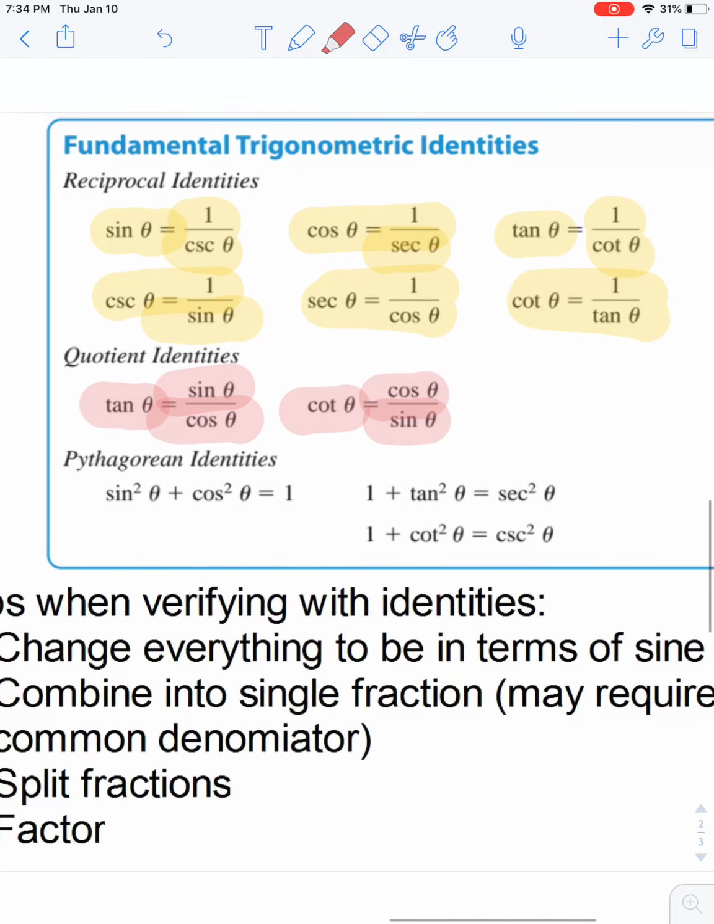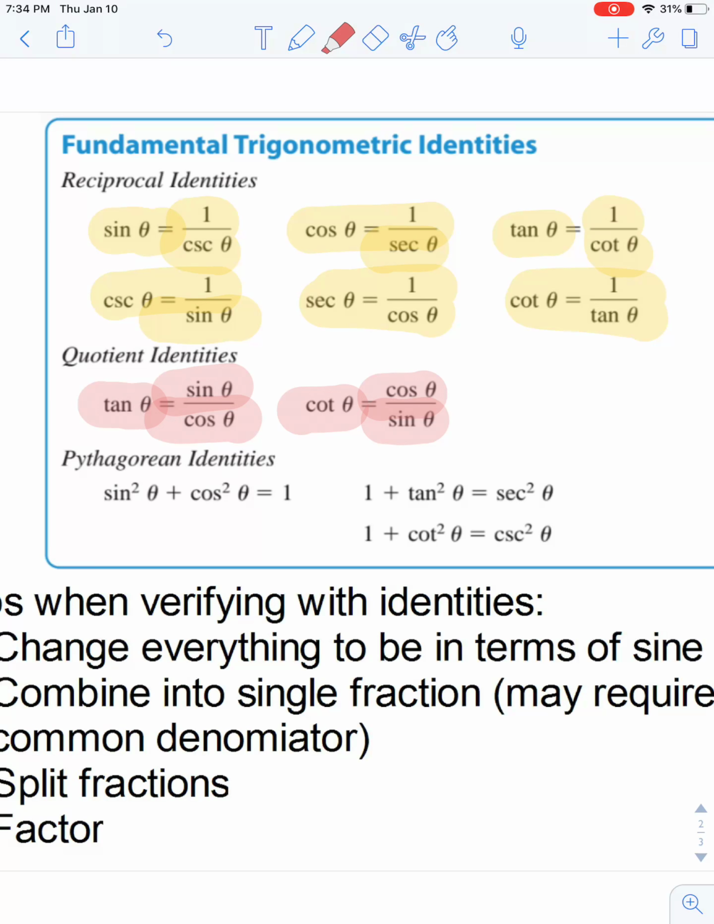The last are not as familiar. We would have sine squared theta plus cosine squared theta, that actually equals 1. 1 plus the tangent squared theta equals secant squared theta. And then 1 plus cotangent squared theta equals cosecant squared theta. And we could manipulate these around and use them as we need to verify trig identities.